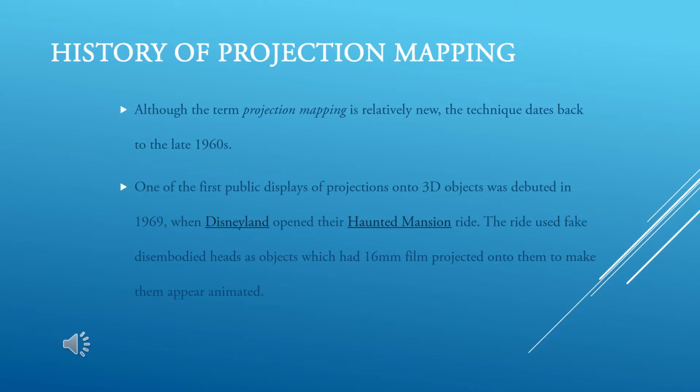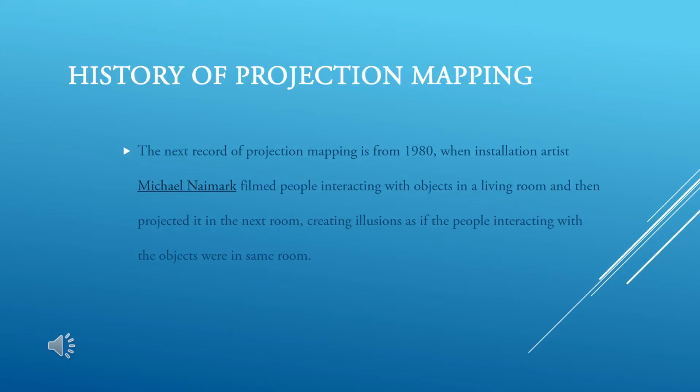Although the term projection mapping is relatively new, the technique dates back to the late 1960s. One of the first displays of projections onto 3D objects was debuted in 1969 when Disneyland opened their Haunted Mansion ride. The next record of projection mapping is from 1980 when an installation artist filmed people interacting with objects in a living room and then projected it to the next room, creating an illusion as if people were interacting with the objects in the same room.